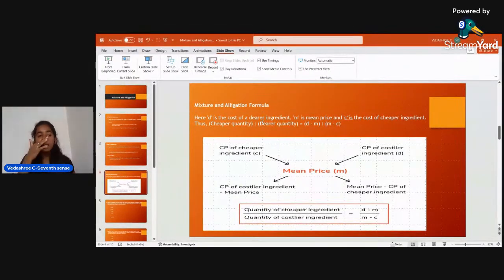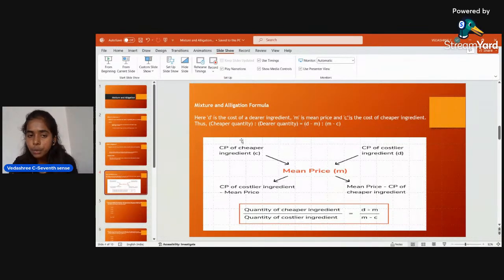Okay, the mixture and alligation formula. To calculate the mixture, we have an alligation formula. Here D is the cost of the dearer ingredient, which is the costlier ingredient. M is the mean price. C is the cost of the cheaper ingredient. Thus we need to calculate the ratio of the cheaper quantity to the dearer quantity.